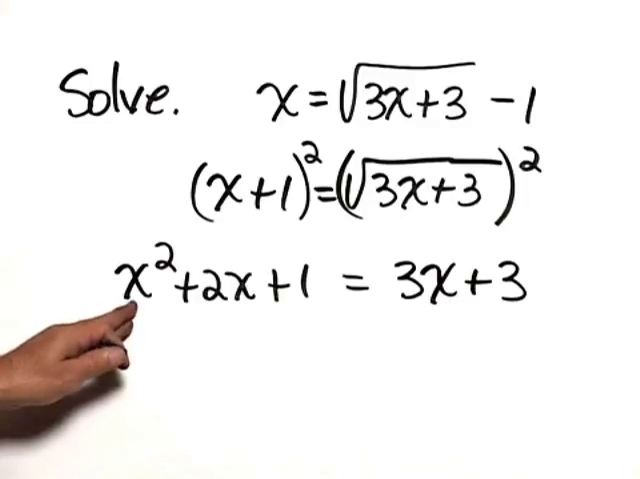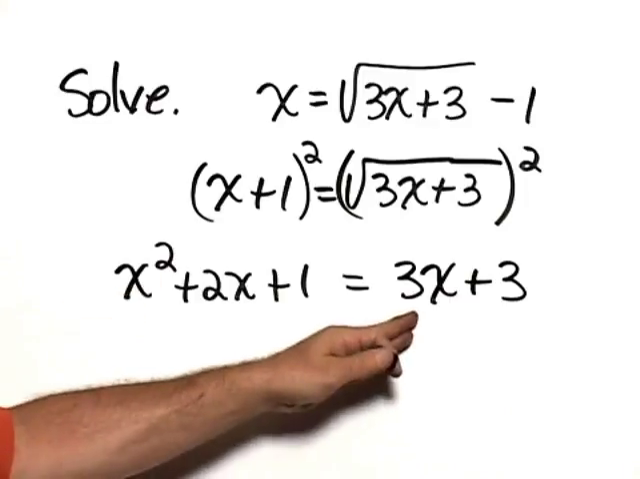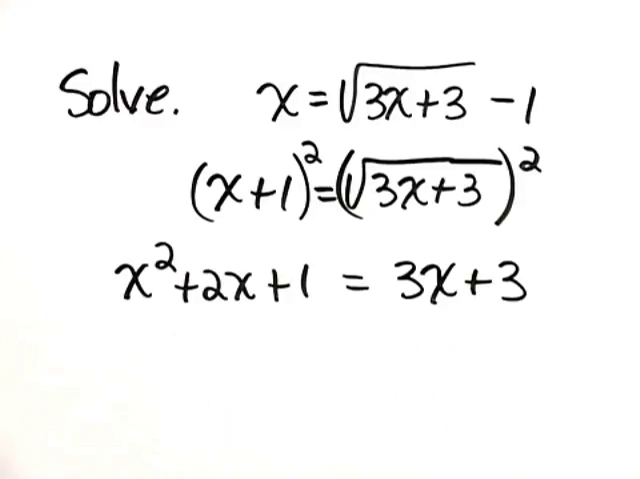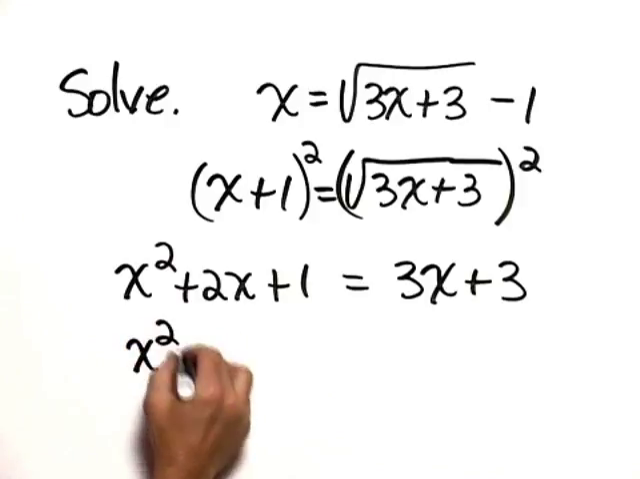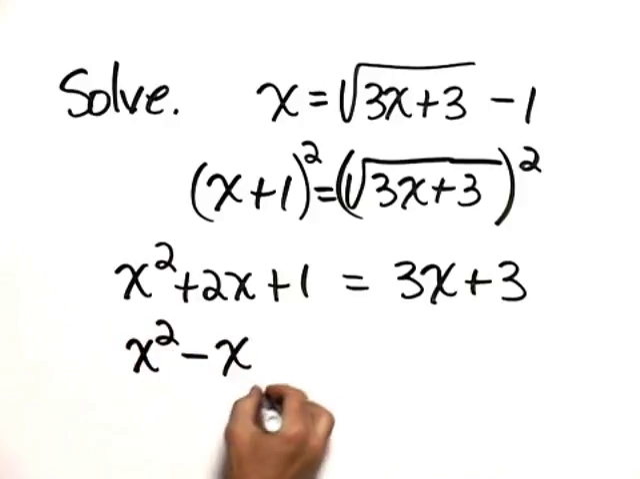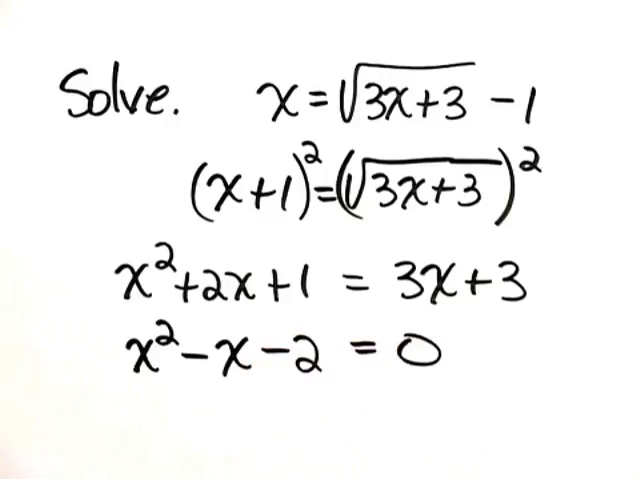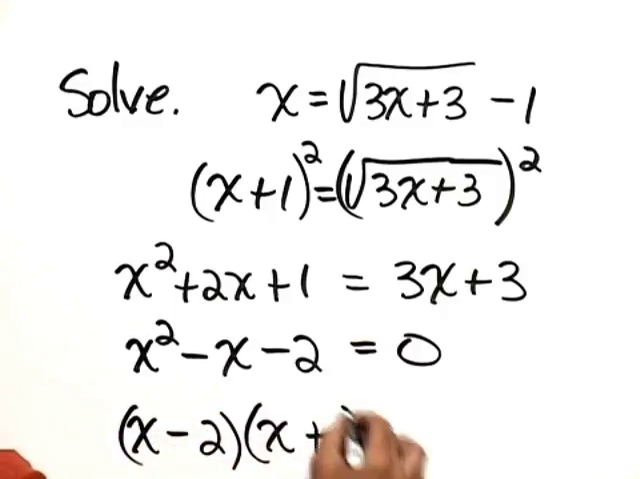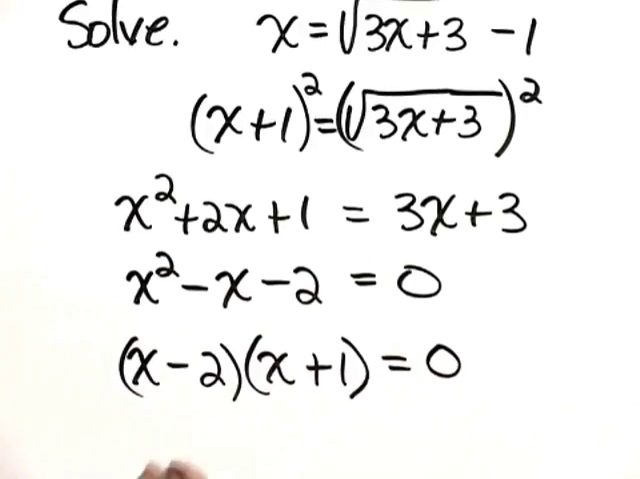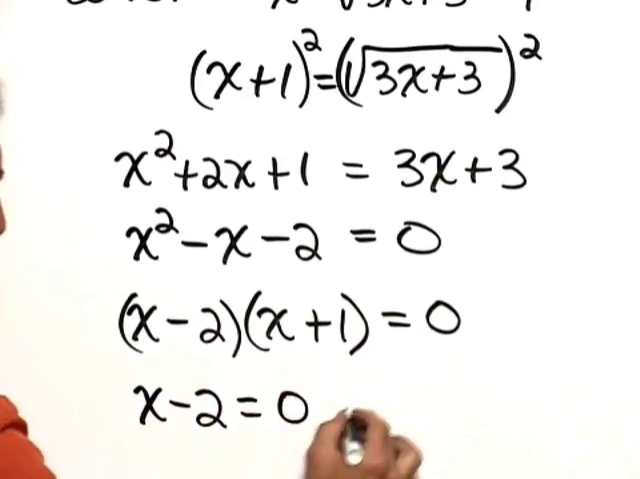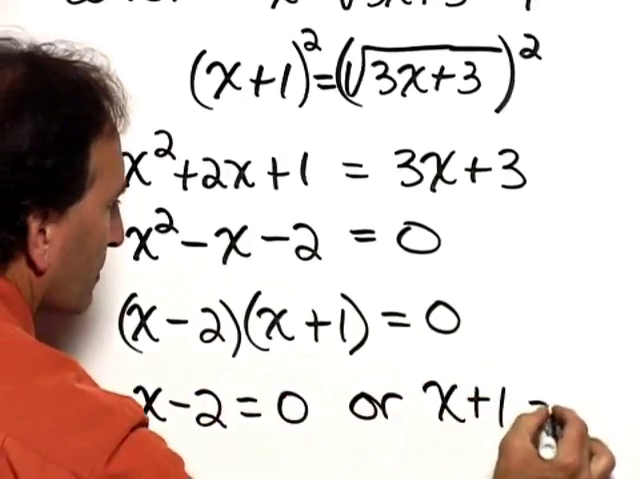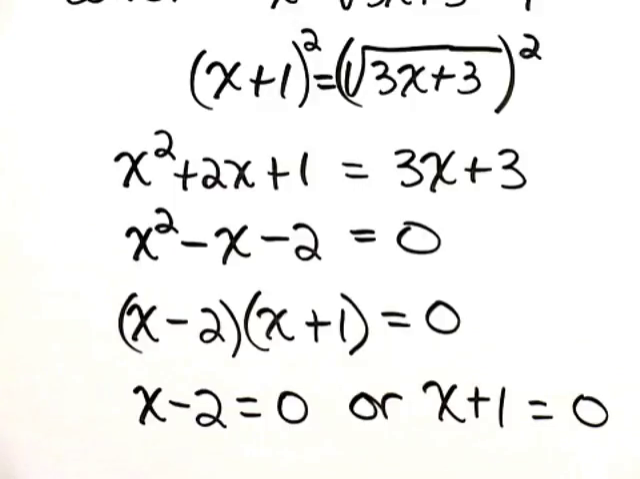Since this is a quadratic equation, the x squared, we wish to subtract 3x and subtract 3 from both sides so that we have 0 on the right-hand side. That result would be x squared minus x minus 2 equals 0. Factoring the left-hand side, x minus 2 times x plus 1 equals 0. Using the zero factor property, we would say x minus 2 equals 0 or x plus 1 equals 0.